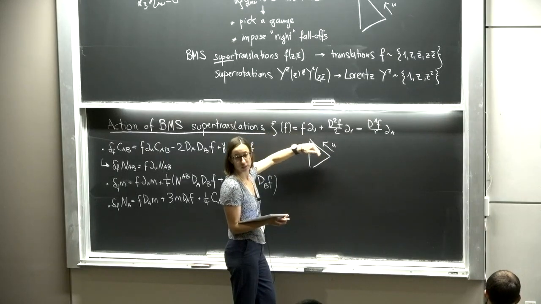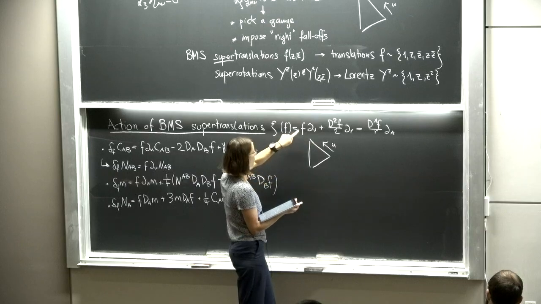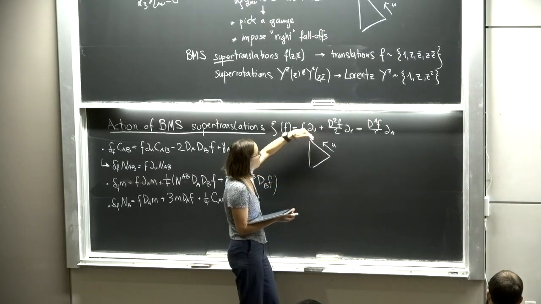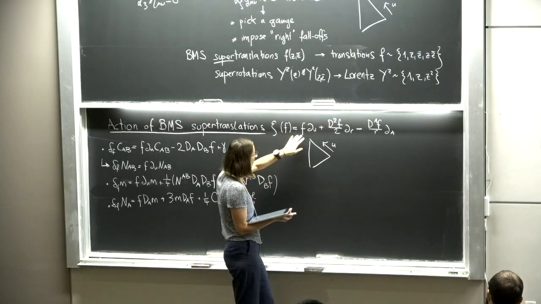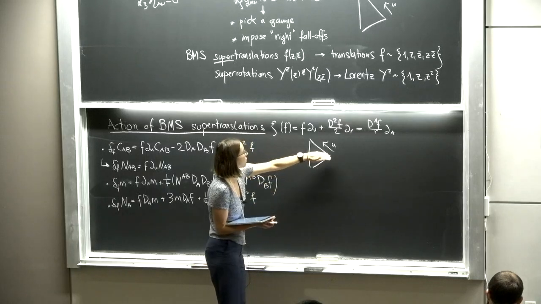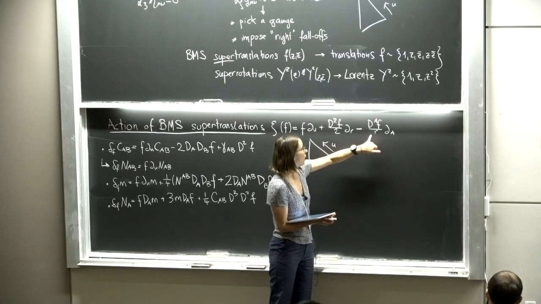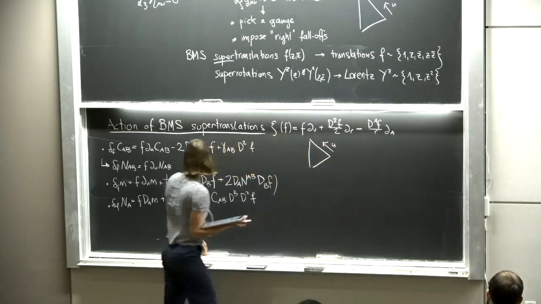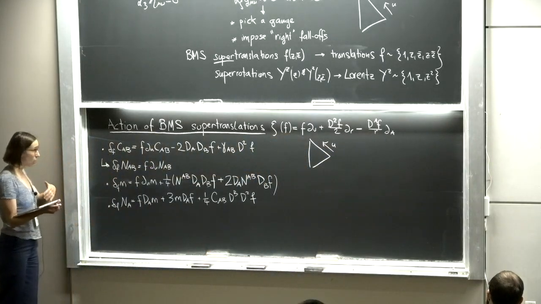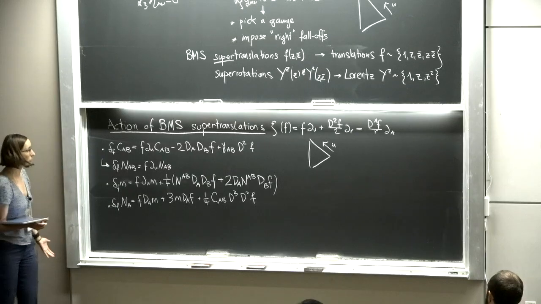Those would be just the usual time translations. So if f was 1, this would be translations in the retarded time. But now we have this arbitrary function f here, and these are supertranslations on a boundary. And then there are subleading terms, d by dr, and 1 over r d by dA. And now the question is, what do supertranslations actually do?